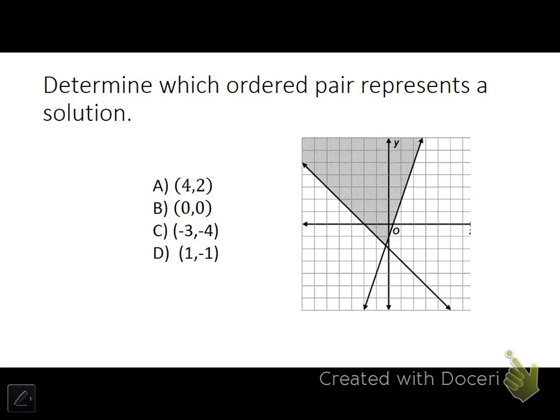So for it to be a solution, it has to be sitting in that shaded region. An ordered pair is a point, so x, y. So let's take a look at this first one, (4, 2). So we're going to go to the right 4, 1, 2, 3, 4, because it's x, y. Then we're going to go up 2, so no. Let's try (0, 0). That one sits in my shaded region. So there's my answer.